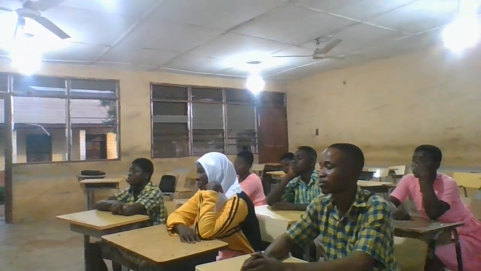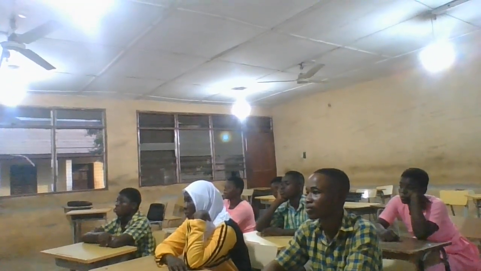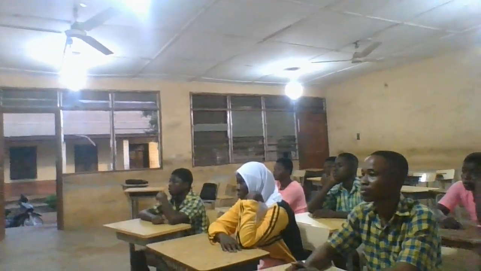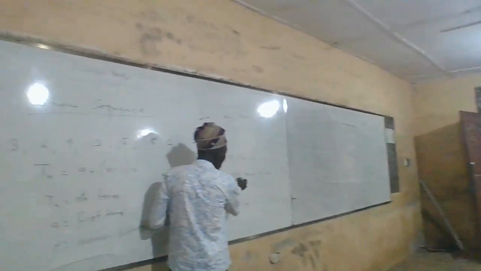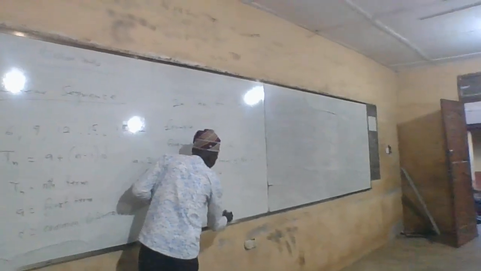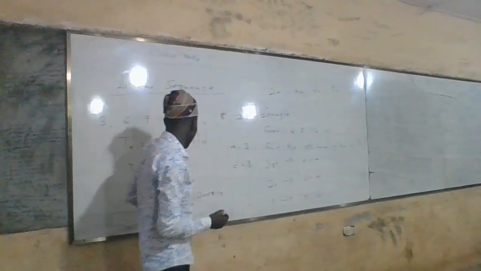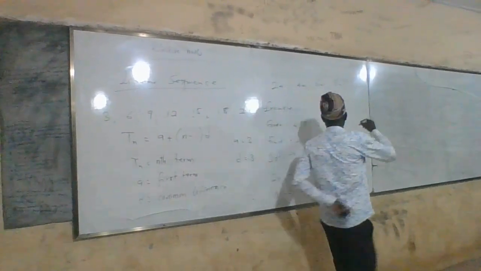Now we have to find our n. And they are asking us to find the 10th term. So since they are asking us to find the 10th term, our value of n will be what? 10. Good. So now to find the 10th term, we have to use the formula given to us.